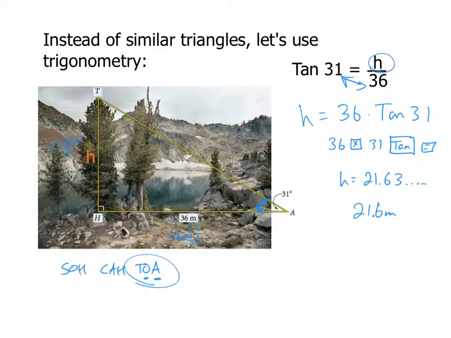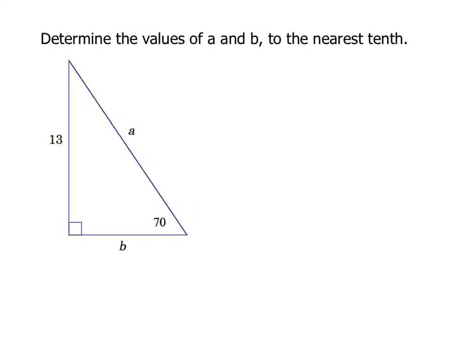All right, time to go and play. Are you ready? So I have this triangle here. We want to use trigonometry to find the values of A and B. We're going to first start by finding A. See if you can write an equation for angle A.